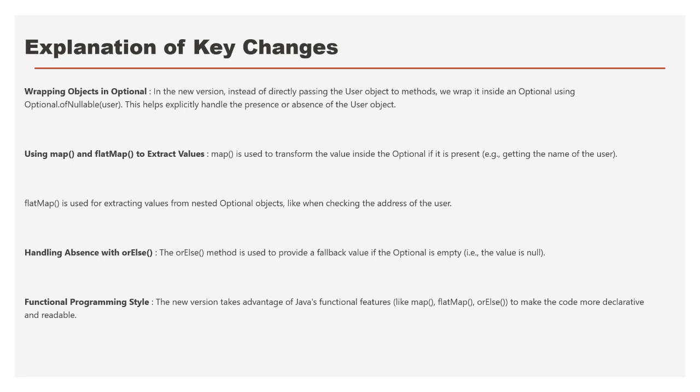Now let's look at the key changes with respect to optional, right? So we'll talk about wrapping an object in an optional. Instead of directly passing the user object, let's say, to the method, we can wrap it inside an optional, like Optional.ofNullable, and then we can use it. This is going to explicitly handle the presence or absence of a user object. When using map and flatMap, you can directly extract the value, so make sure you use ifPresent inside it, right. We can handle the absence with the help of orElse. We can make use of functional programming, using map, flatMap, or else, right. So it is a more declarative and more readable way.